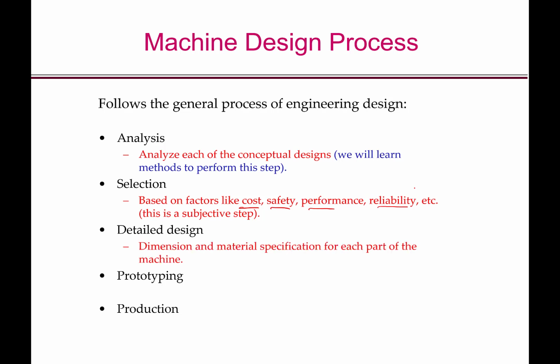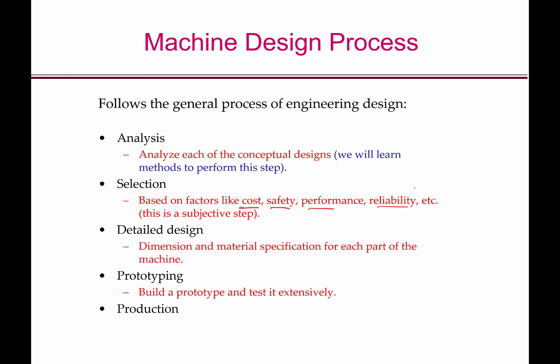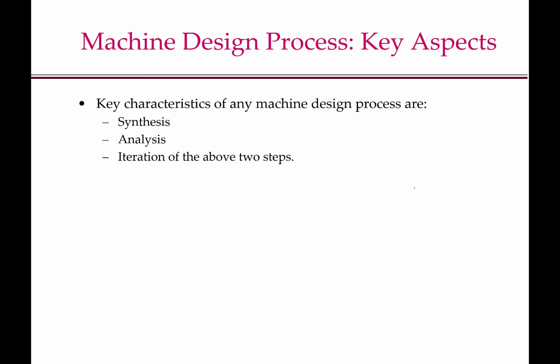The next step is the detailed design step, in which you have to specify the dimensions and materials for each part of the machine. Then you go to the prototype and test it extensively, and finally you go to the production step. Among all the steps that were mentioned in the previous 2 slides, there are 2 key steps that I want you to note, and they are present in any machine design process.